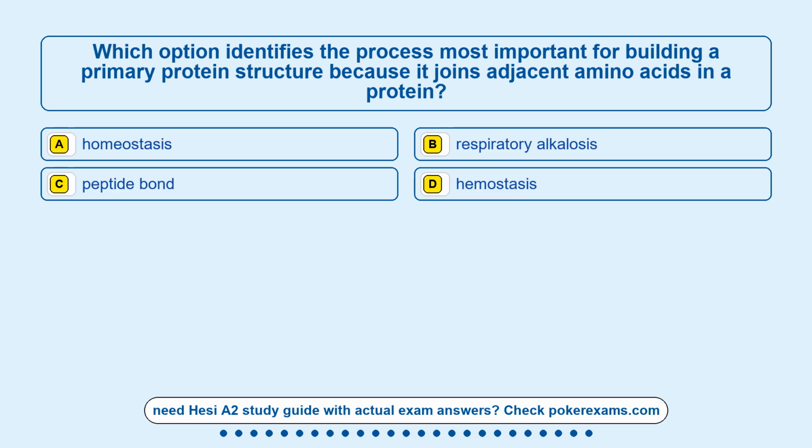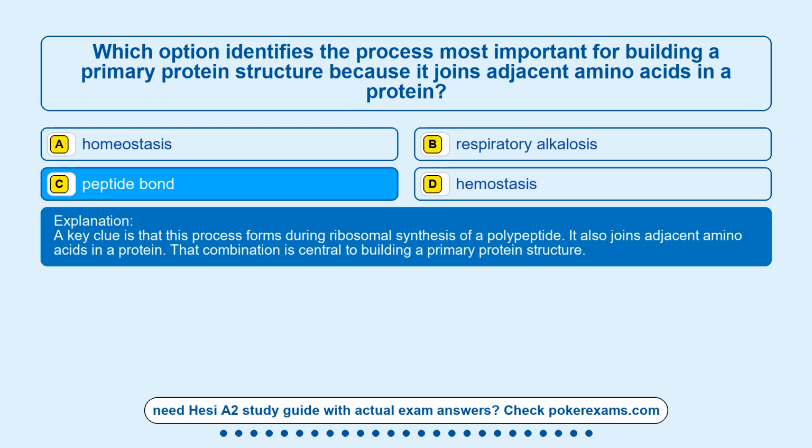Question 12. Which option identifies the process most important for building a primary protein structure because it joins adjacent amino acids in a protein? Option A, homeostasis. Option B, respiratory alkalosis. Option C, peptide bond. Option D, hemostasis. The correct answer is option C, peptide bond.